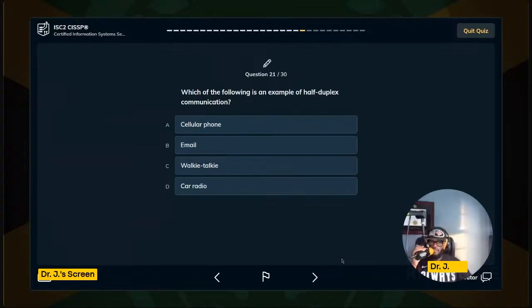All right, which of the following is an example of half duplex communication? Then that's gonna be walkie-talkie, because car radio is simplex. It's only one way. Cellular phone is full duplex, like both parties can talk back to each other, both parties can talk to each other at the same time. That's full duplex. So you can eliminate Delta and Alpha.